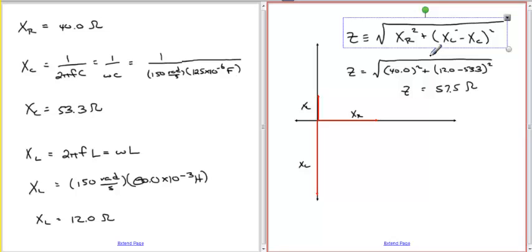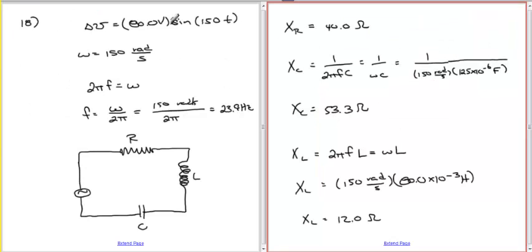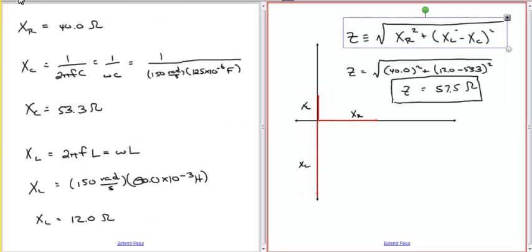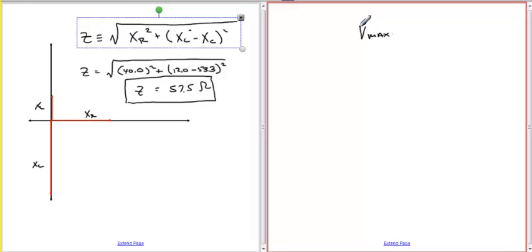So the problem asks us, what is the impedance of the circuit? Well, that's the answer. The impedance of the circuit is 57.5 ohms. What is the maximum current in the circuit? Well, what is the maximum voltage first? The maximum voltage is the coefficient in front of the voltage. So we go back here and say Vmax equals 80.0 volts. And we know the relationship between voltage and current and impedance. Vmax is equal to Imax times Z, the total impedance. What we're trying to solve for is the maximum current. So Imax is equal to Vmax divided by Z.